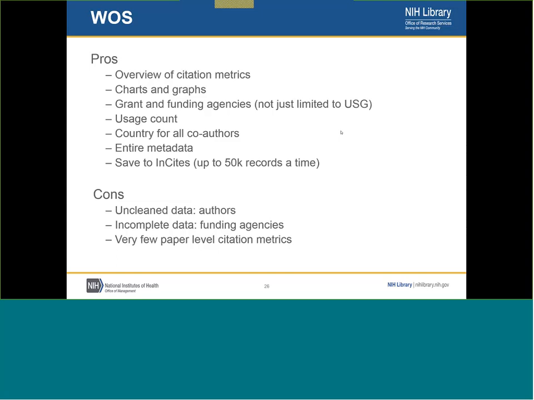They also have very few paper-level citation metrics. So you can get citation for each specific paper, but you don't get anything more than that. If you would like to see something more specific for one individual paper, you don't really get it. So you have to use other tools. And that's when we move on to Insights.